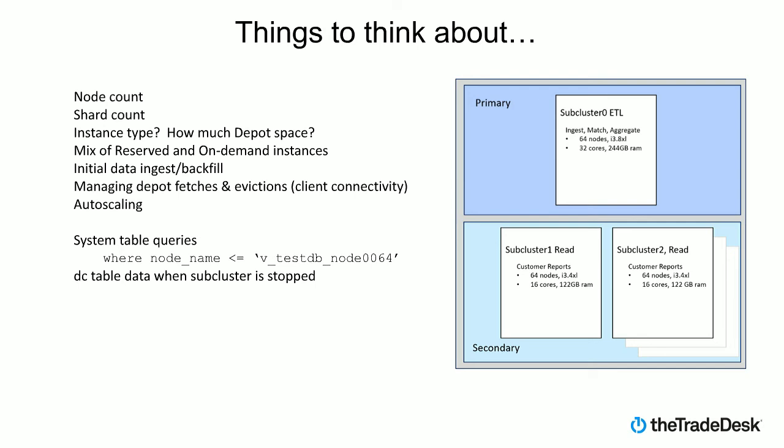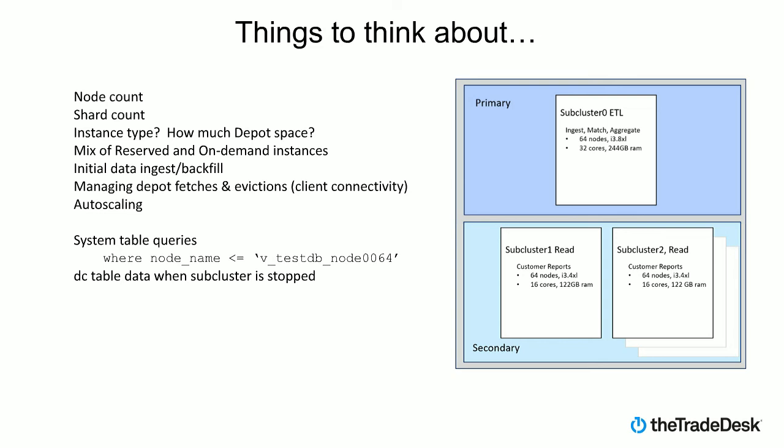So we need to make sure that users, whether they're service accounts or human users, are connecting to the right subcluster. We just created DNS entries with IPs and target groups. So it's pretty easy, but definitely something to think about. Lastly, if you're like us and you're going to want to stop and start nodes, you're going to have a service that does that for you.